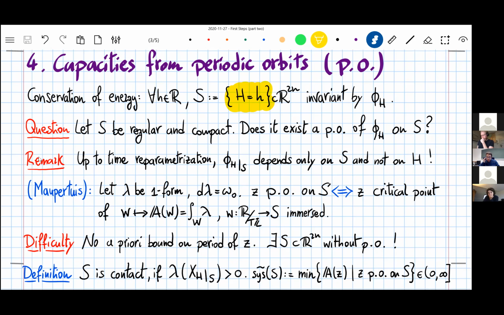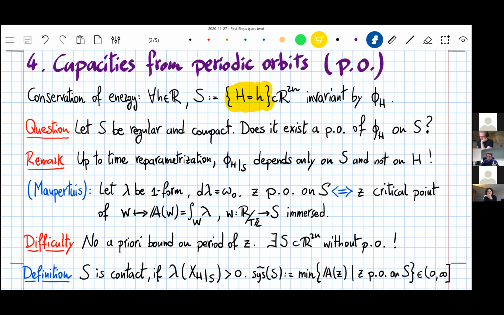One such condition was highlighted at the end of the 70s by Weinstein, the so-called contact condition. You require that lambda, the one-form, is positive in the direction of the Hamiltonian vector field. And why is this helpful? It's a bit intuitive, because it means that you can control the period by the action of the orbit. If you know something about the action, you know something also about the period, because lambda is positive in the direction of X_H.